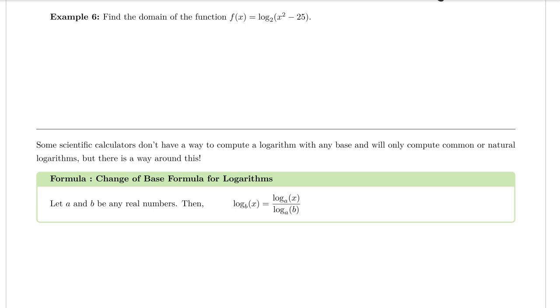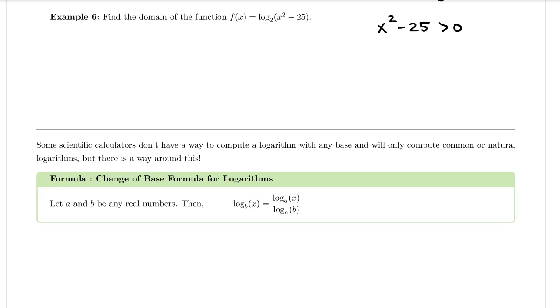When you're calculating a logarithm, you can only take the logarithm of positive numbers, which means in this case that our argument inside of the logarithm, x squared minus 25, needs to be positive, or greater than 0. Previously we've learned how to solve nonlinear inequalities, and more specifically this is a polynomial inequality, or more specifically a quadratic inequality.